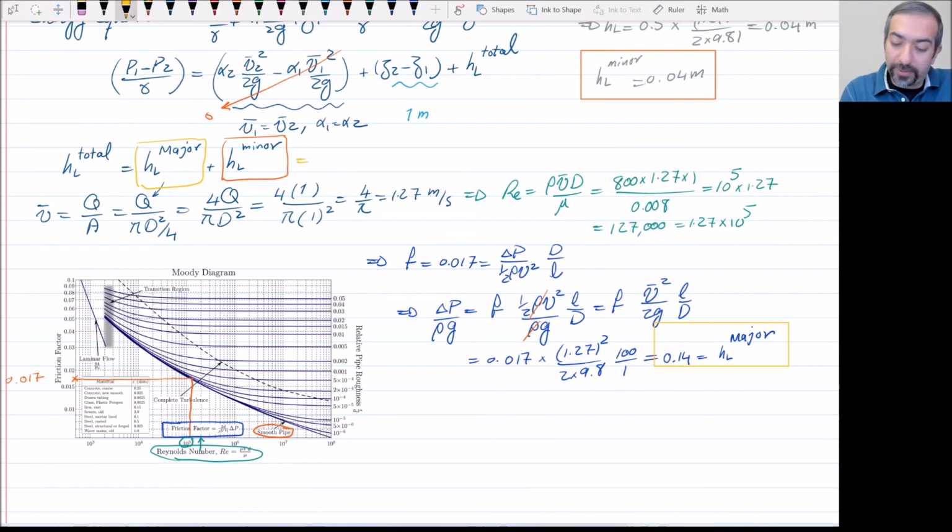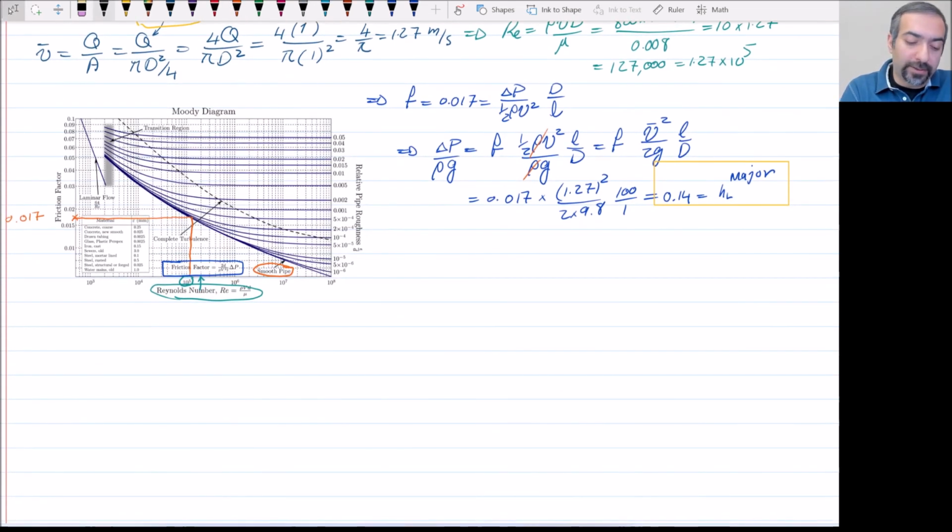Okay, so therefore the H total, we can just substitute the numbers. We have 0.14 plus 0.04 meters. So the total is 0.18 meters. All right, and that goes back here. So that's going to be plus 0.18 meters, plus 1 meter, and this term is 0. So therefore the total head needed is going to be 1.18 meters.